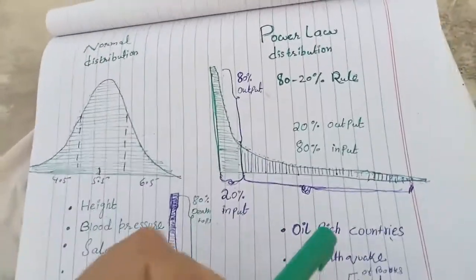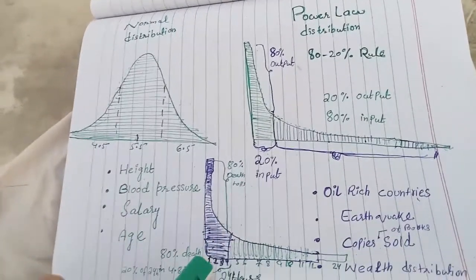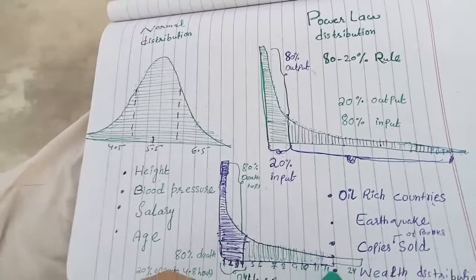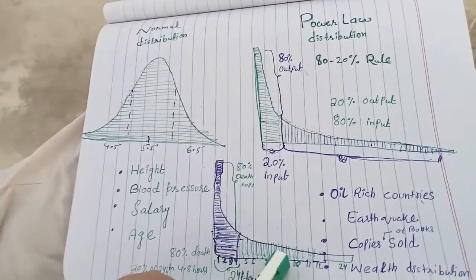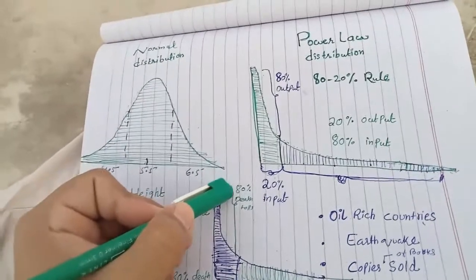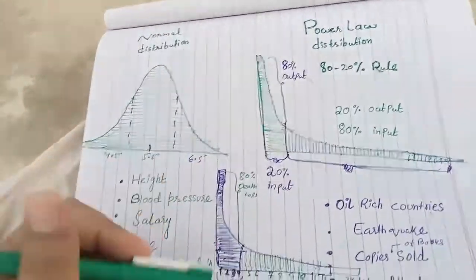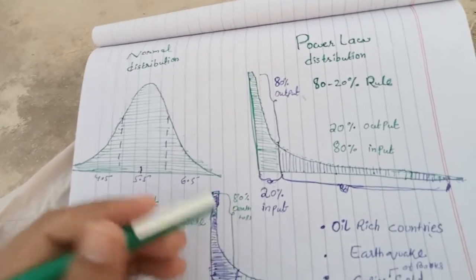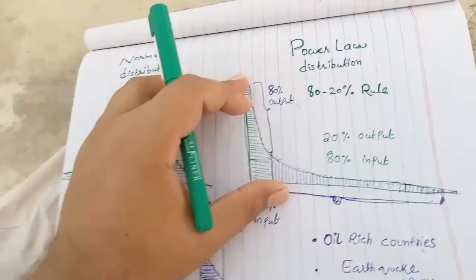Another example is an earthquake. Here on the x-axis there are the 24 hours in a day. When an earthquake occurs in a country, in the first 20% of the day, which means 4.8 hours, there were 80% of the death tolls and damages all over the country. So in just 20% of the day, 4.8 hours, the death toll and damages were 80%. This kind of dangerous situation can also be shown with this distribution.